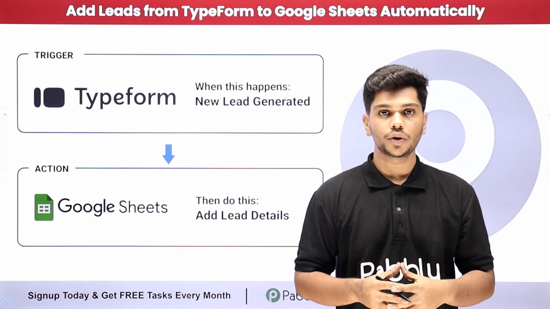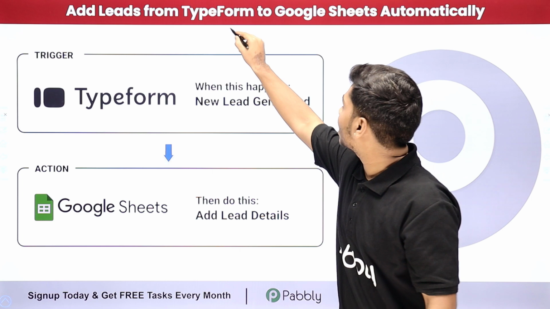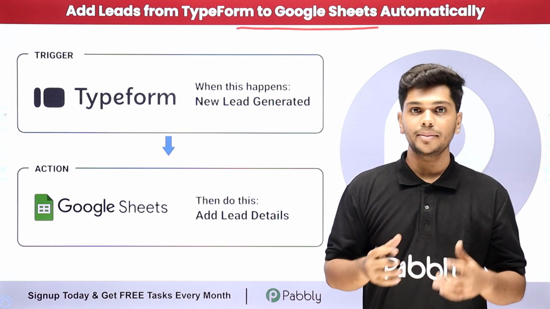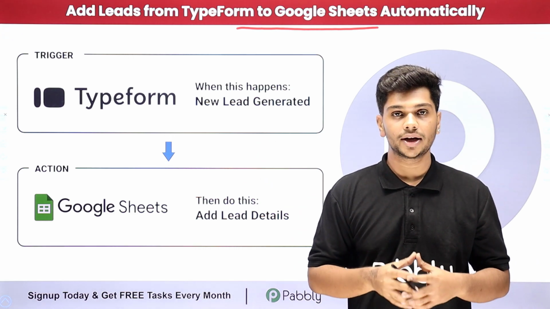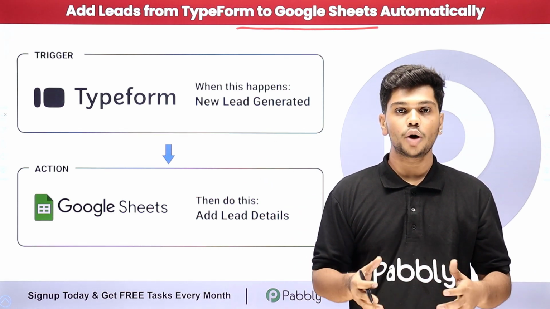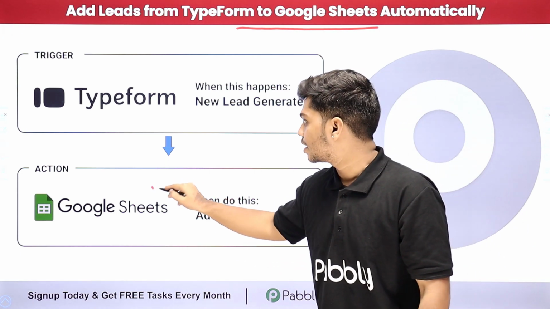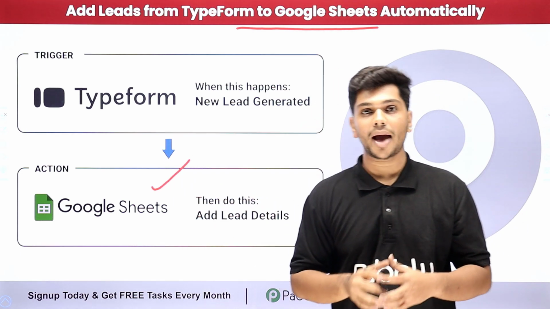In today's video, we are going to learn how to add leads from Typeform to Google Sheets automatically. Suppose I'm a business owner and I'm using Typeform as my form builder. Now I want whenever a new form is submitted, their details automatically get added in Google Sheets. So yes, we can do this by using Pabbly Connect.